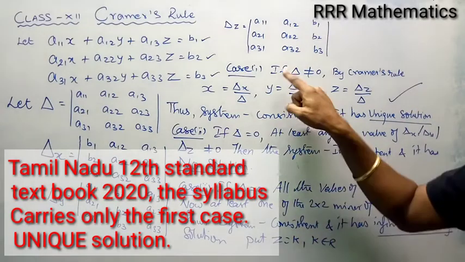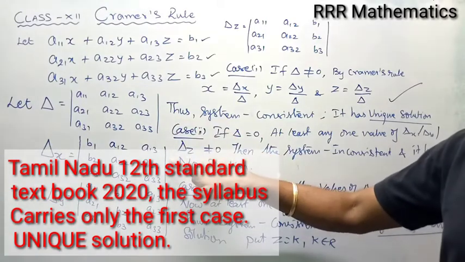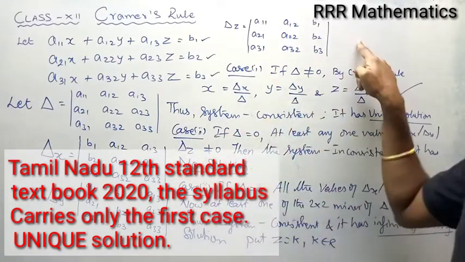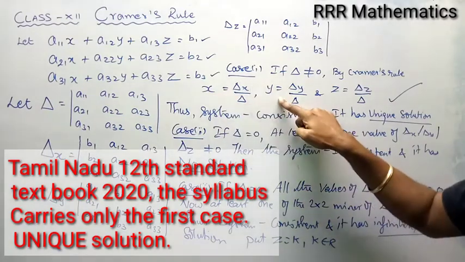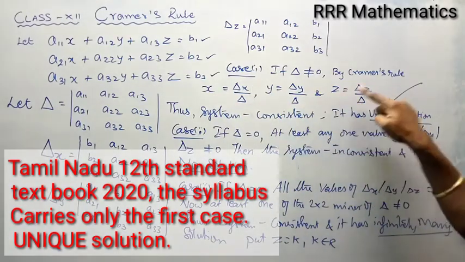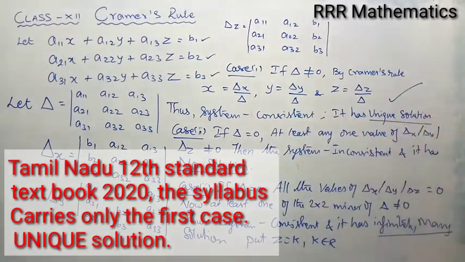In this case, delta not equal to 0. We'll get whatever be the value of delta x, delta y, delta z. Using Cramer's rule, x can be calculated as delta x by delta, y as delta y by delta, z as delta z by delta. In this case, the system is consistent, it has a unique solution.